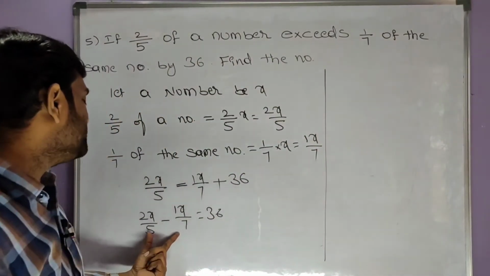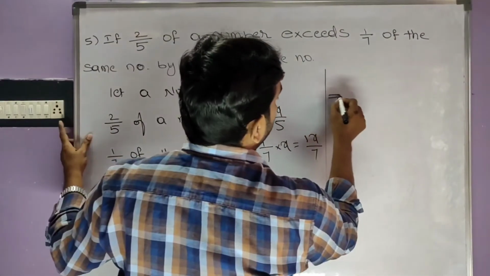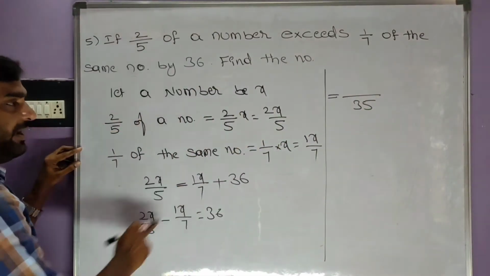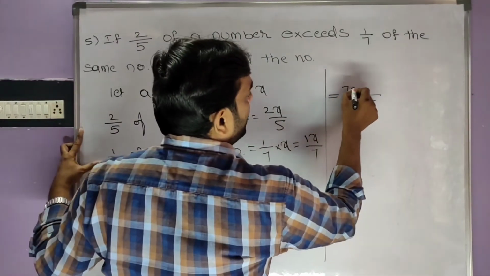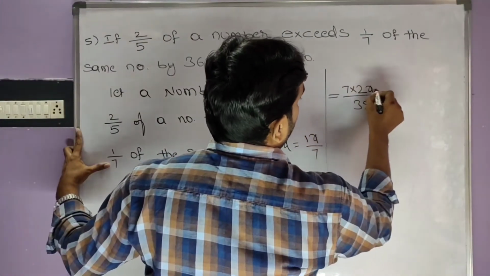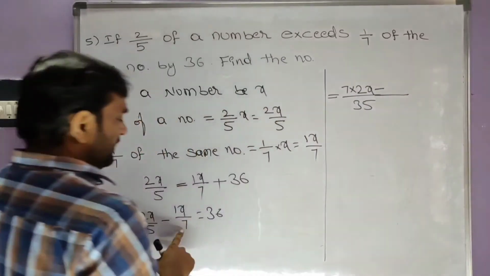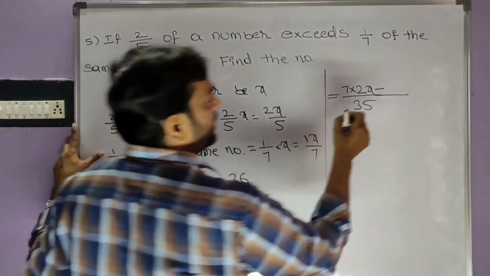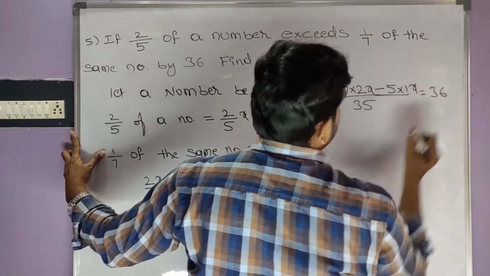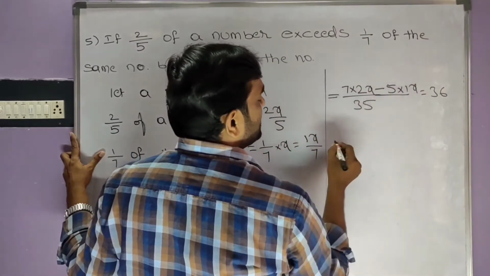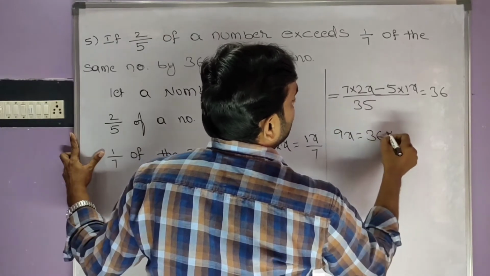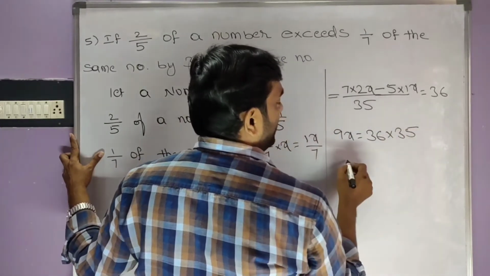Okay, and here the LCM of 5 and 7 is 35. 5 7s are 35. 7 times into the numerator 2x, minus 5 times into the numerator 1x, is equal to 36 into 35. 7 times 2 is 14x minus 5x, so 9x is equal to 36 into 35.